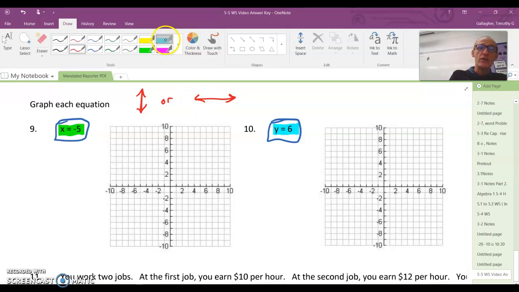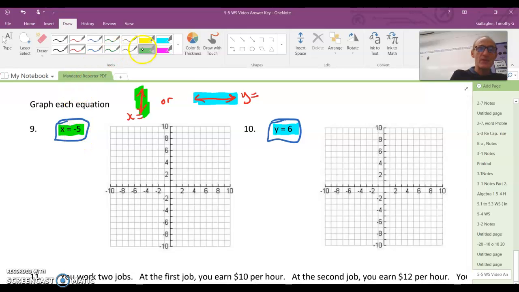Okay? Now, it's going to be horizontal if it's y equals. Okay? So that's y equals. And it's going to be vertical when it's x equals. X equals, we don't know. Every problem's different. But in this problem, it's x equals negative 5. So the line's going to be a vertical line, and the equation is x equals negative 5.